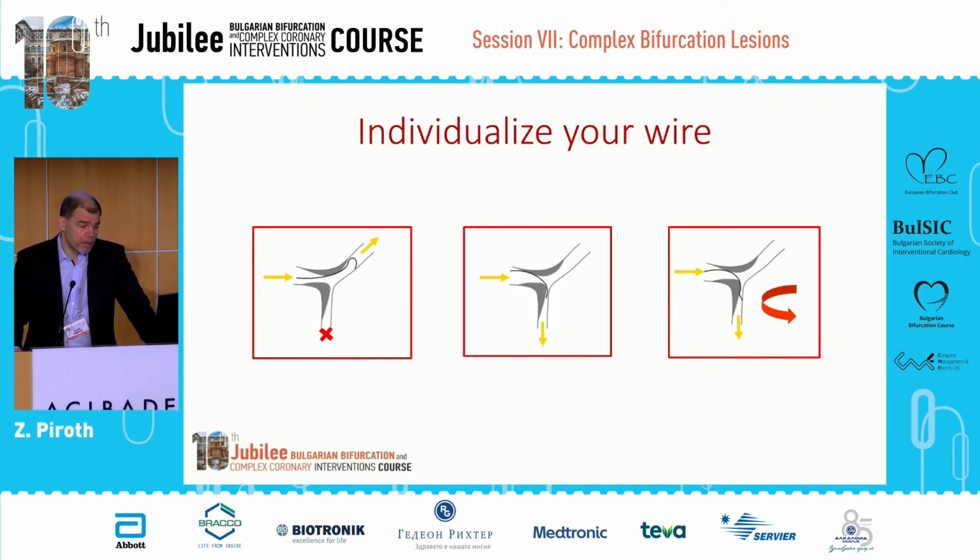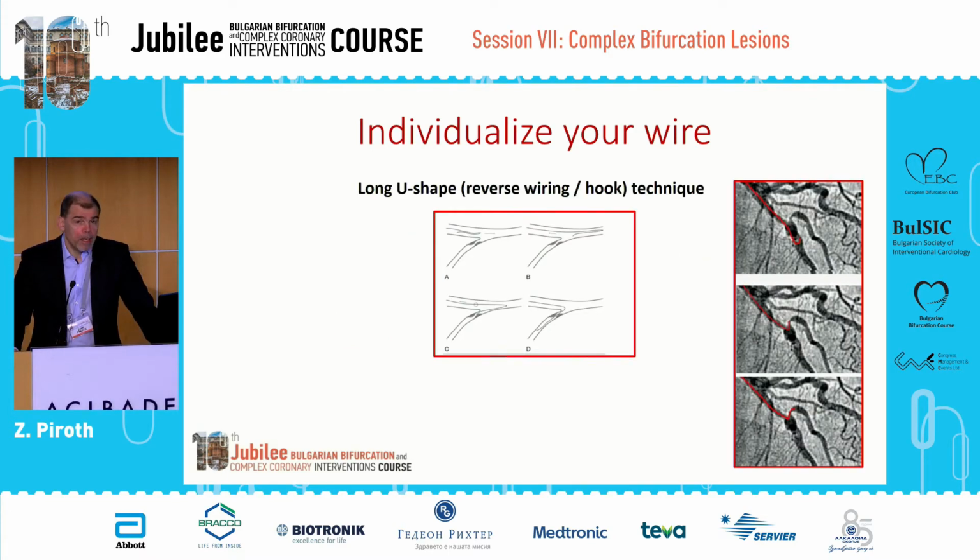So this is probably a very well-known cartoon, the coup de volant maneuver. If you cannot enter directly into the branch of interest, you will go beyond the ostium of the side branch with a small curve, and then while drawing the wire back and making a clockwise or counterclockwise turn, you are able to enter the vessel of interest. In very special cases, like in the ones that are depicted in this right panel, you may use a long U-shape or a reverse wiring or reverse hook technique. Sometimes a hook of up to 5 centimeters is needed.